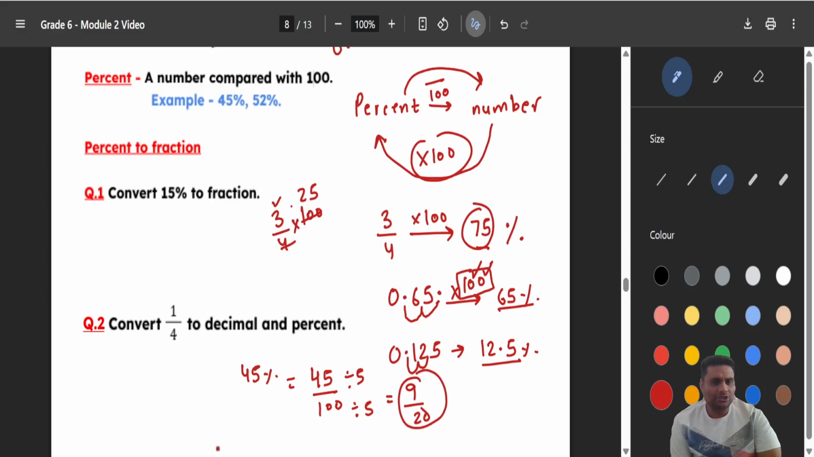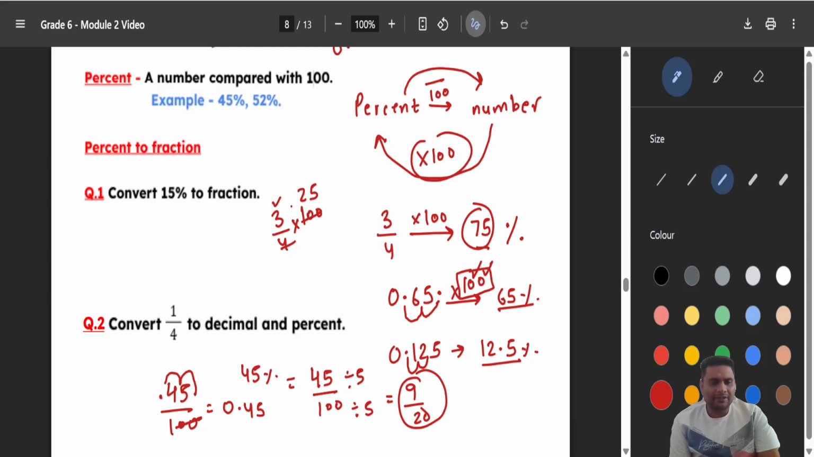And if you want to change it into decimal, very simple. This was 45 over 100, yes or no? How many zeros? 2 zeros, correct? Now when we are dividing, we will go to the left side. So starting from here, I will jump 2 numbers and put the decimal here. This will become 0.45. Simple or no?